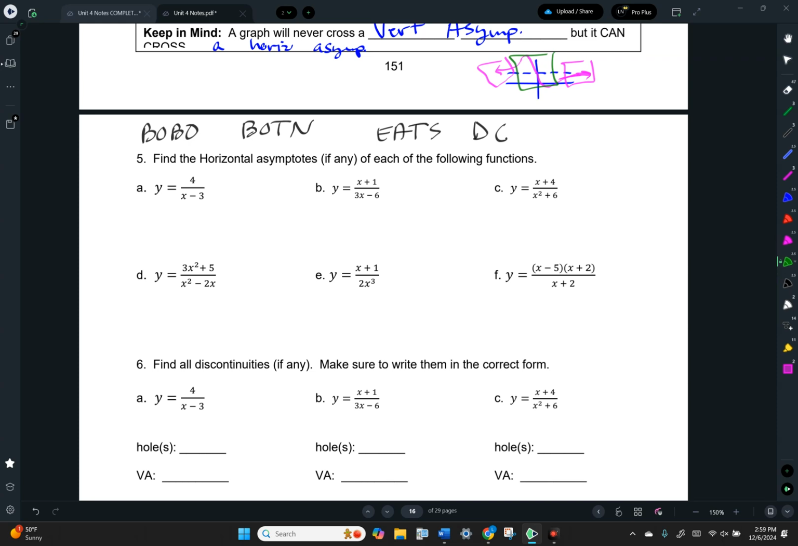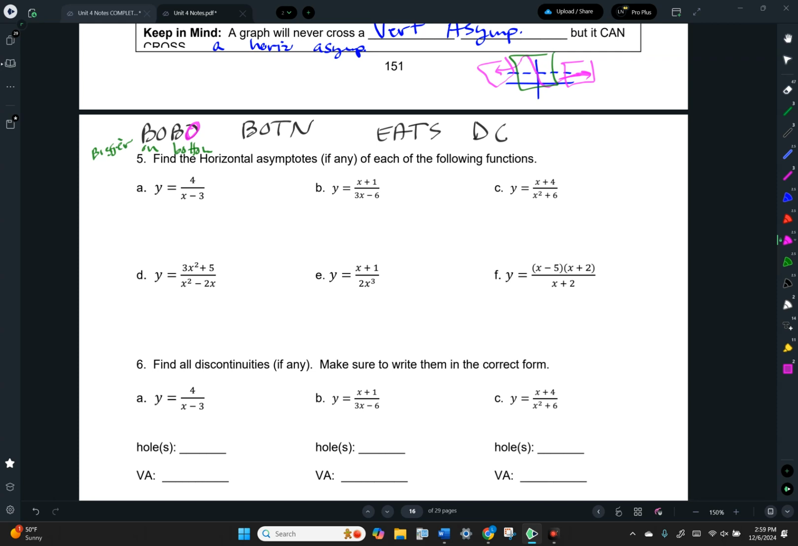So the BOBO means bigger on bottom. Bigger on bottom, meaning the degree of the bottom, the denominator, is bigger. And in that case, we're saying that the horizontal asymptote is 0.